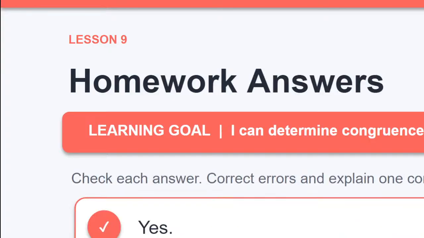Homework answers: number one, yes. Number two, no. Number three, yes, if both have sides 4 and 6. Number four, yes, one can be rotated to match the other. Number five, a rigid move changes location and orientation, not size.